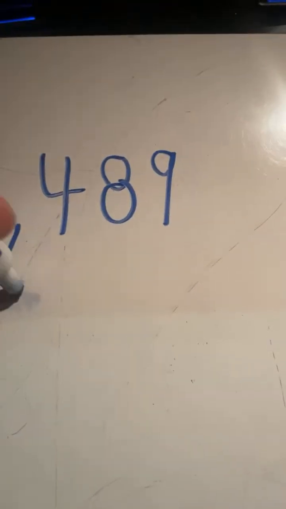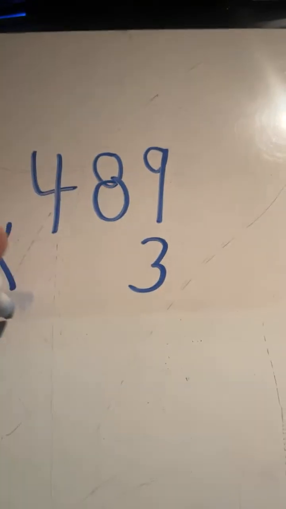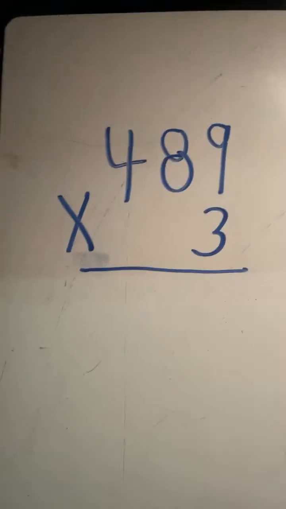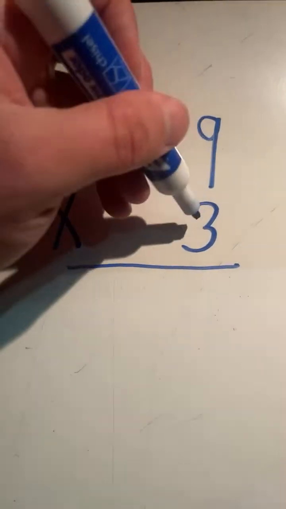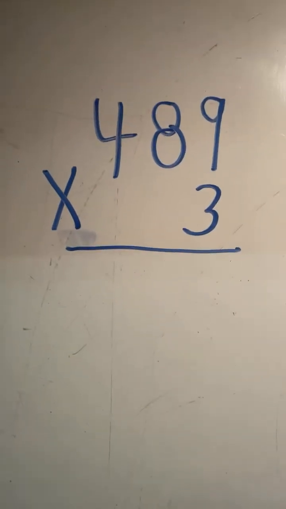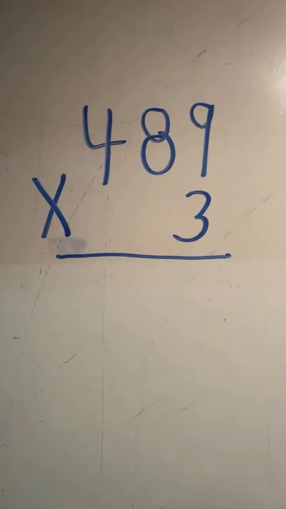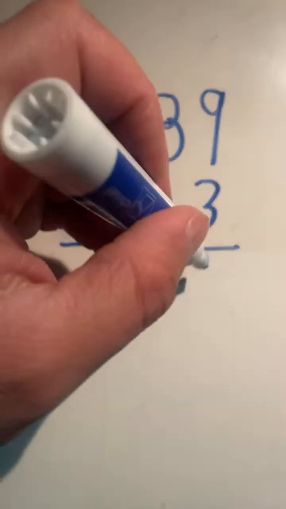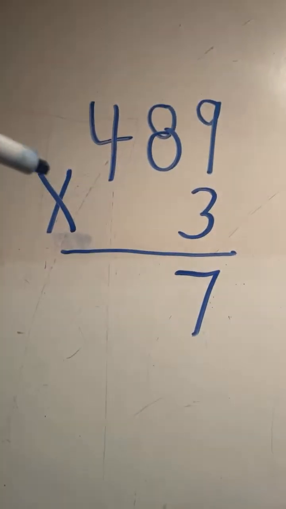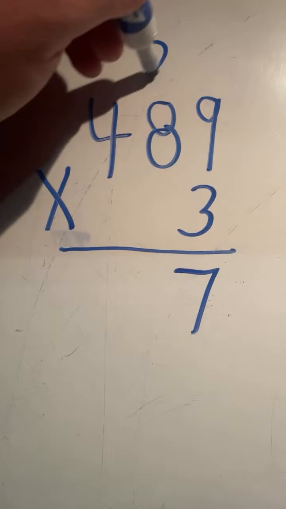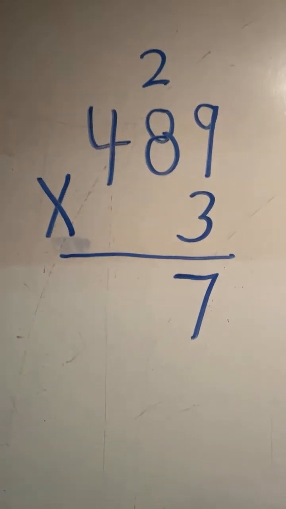489 times 3. That'll be my next example. So we're going to start out in the ones place. 9 times 3 equals 27. Again, because our product is more than 10, we have to regroup. The 7 in 27 stays in the ones place. The 2 gets carried over to the tens place.